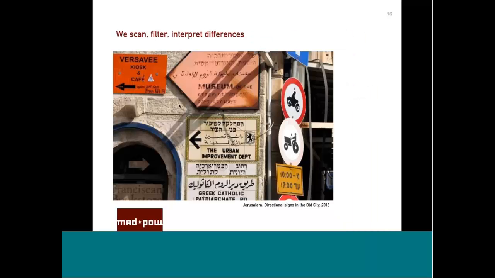We also have to keep in mind that part of our perception system is a process that we follow where we scan, we filter, and we interpret differences. This photograph will mean a lot of different things to different people depending on what they recognize and how they would filter it. I think all of us would probably filter the external shapes. We can see the different signs.